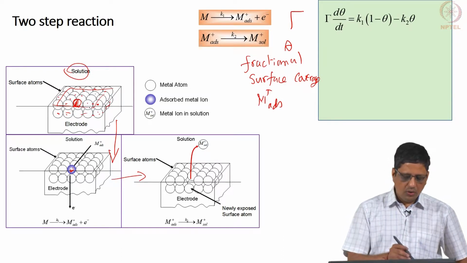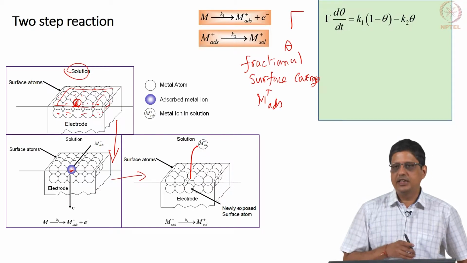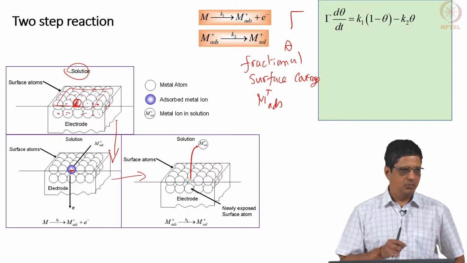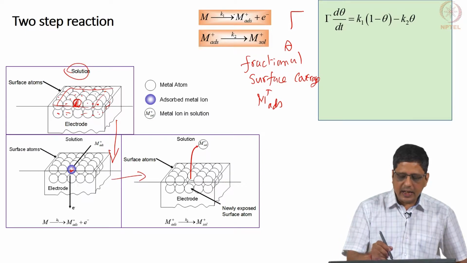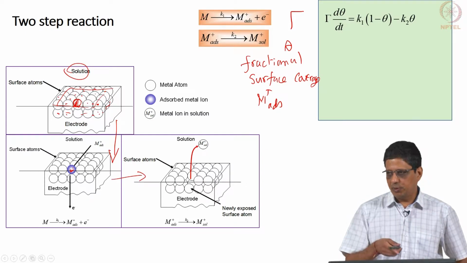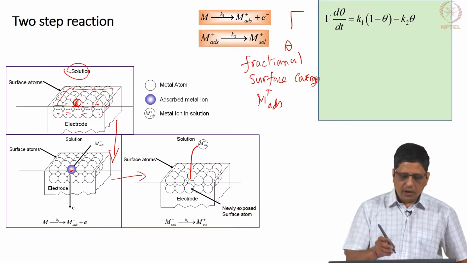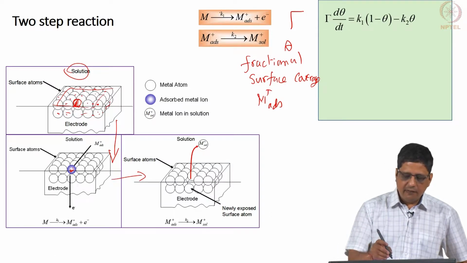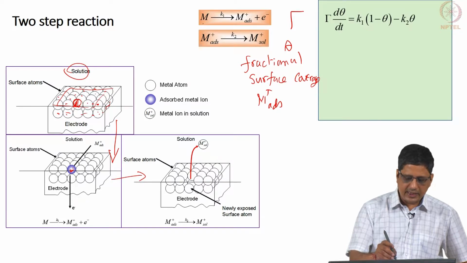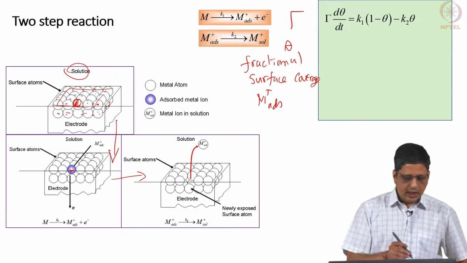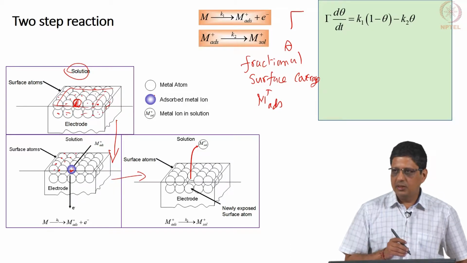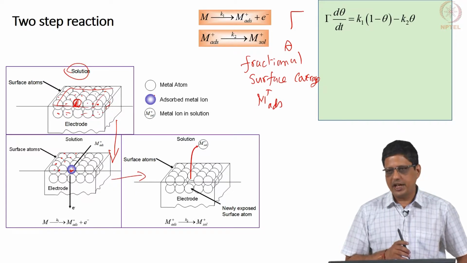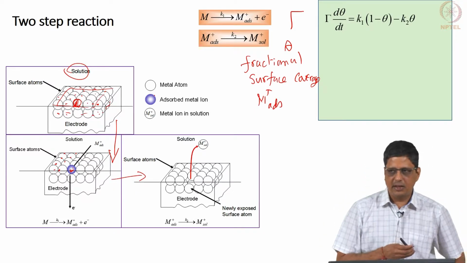So, I want to know what happens to the fractional surface coverage of M plus adsorbed with respect to time. K1 tells the rate at which the forward reaction can proceed. Forward reaction can proceed when K1 is a finite number, when M species here is available. If all the surface is covered with M plus adsorbed, I will not have any more of the forward reaction, because no vacant metal is available.